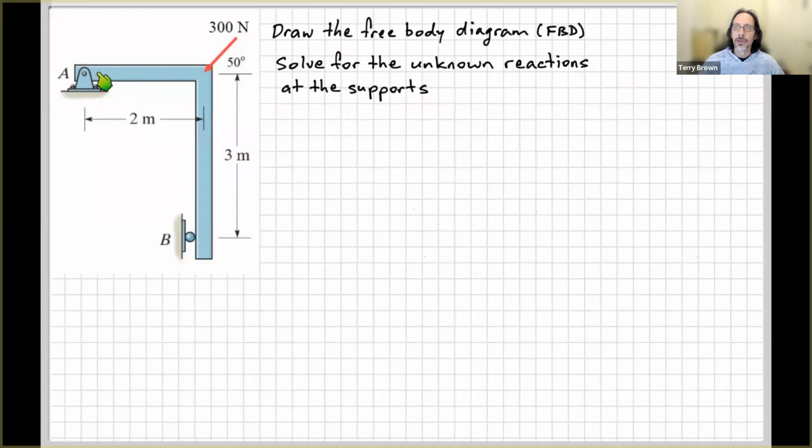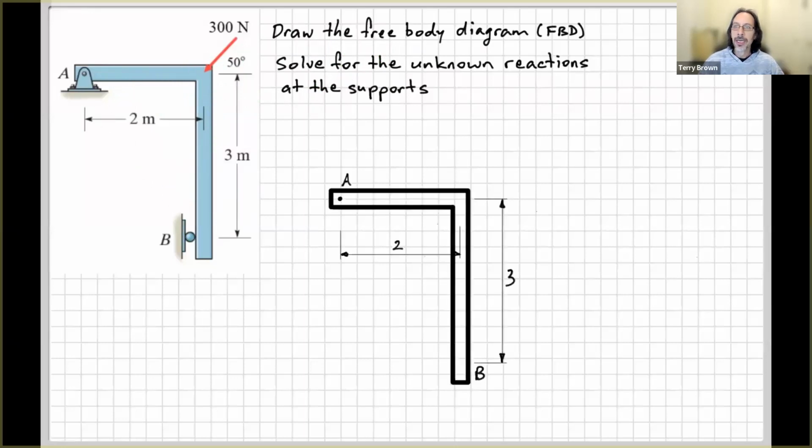Hopefully by now you know that when we draw a free body diagram, the free means that it's free of everything it's connected to. So when we draw this diagram, we don't draw these supports on here. What we do draw, however, are the reactions that are developed by those supports. Start with just a simple outline of the object that you want to analyze. So it's just this L-shaped thing.